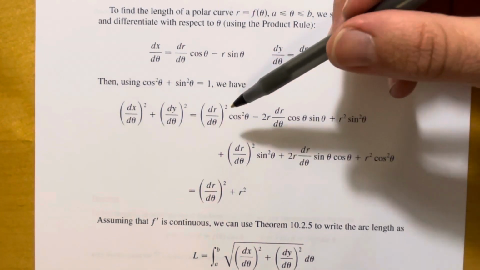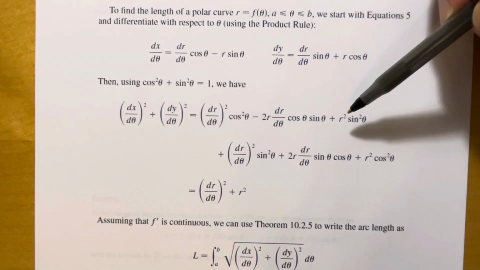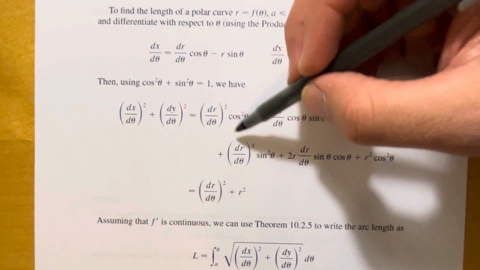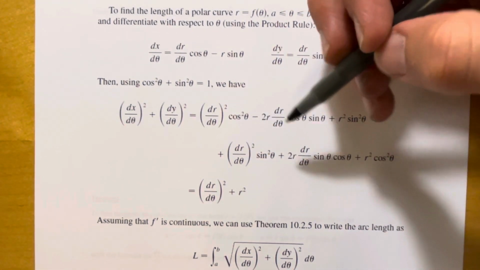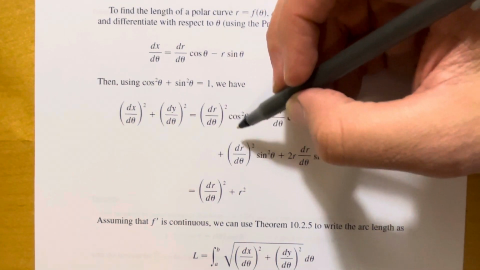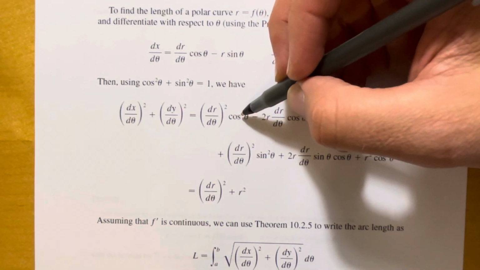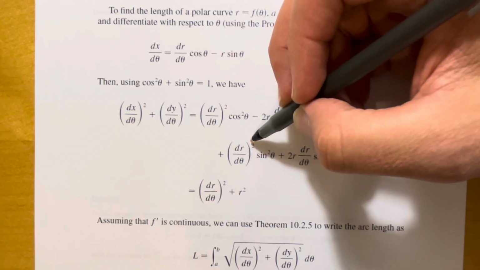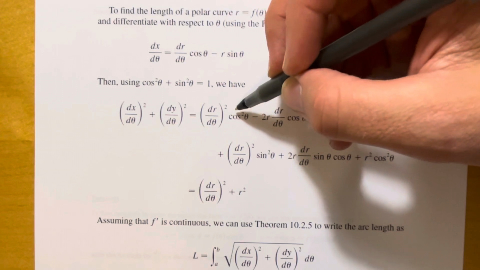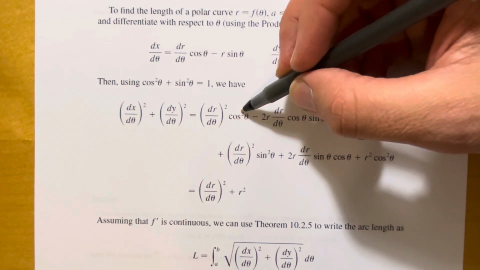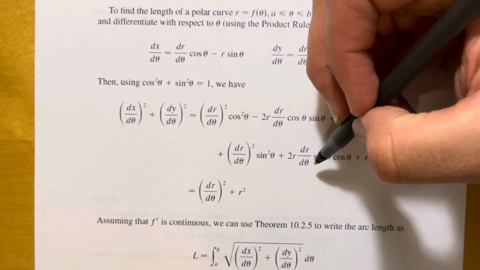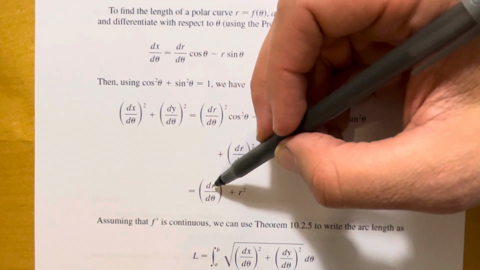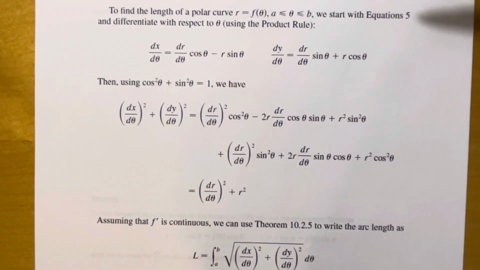Now, what we're going to look at is how to combine some like terms here. So for example, I have a couple of dr/d theta squareds showing up, right? So if I were to add these together, I would have dr/d theta squared cosine squared plus dr/d theta squared sine squared. If I then factor the dr/d theta squared out of that, what's left is cosine squared plus sine squared, which we know is 1. So that whole thing, when I combine these 2 terms, reduces to dr/d theta squared. That's all that happens there.